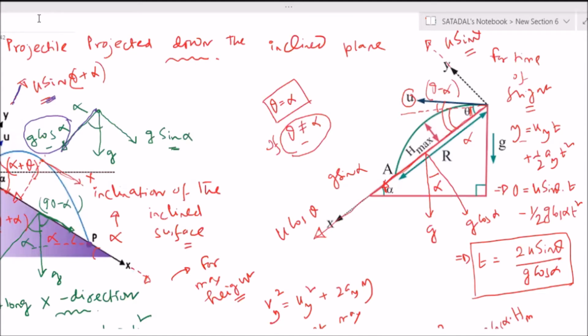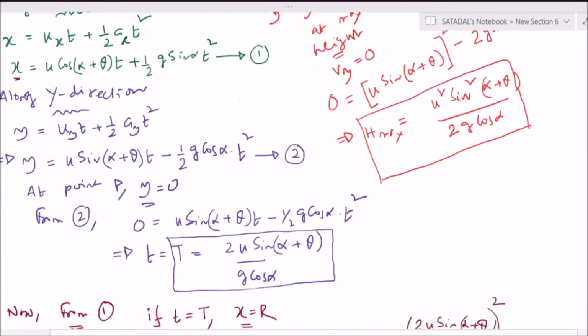Clear to everyone? Fine. Tejas, clear now? Yeah, right. Okay. So now we will move on to the question. So here comes the shock.